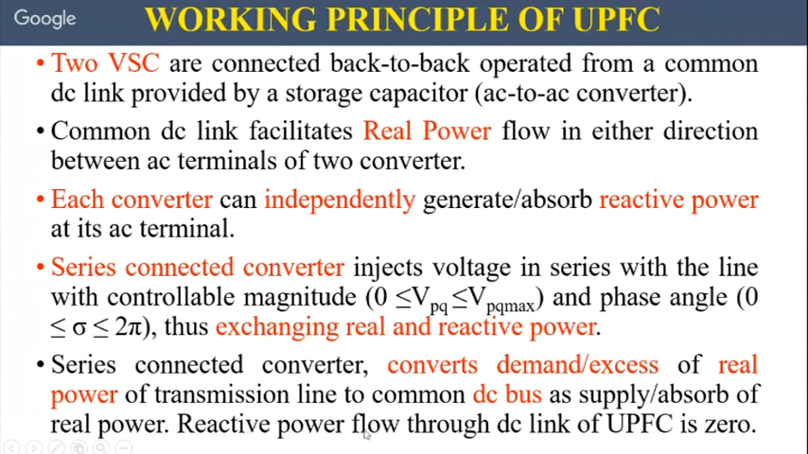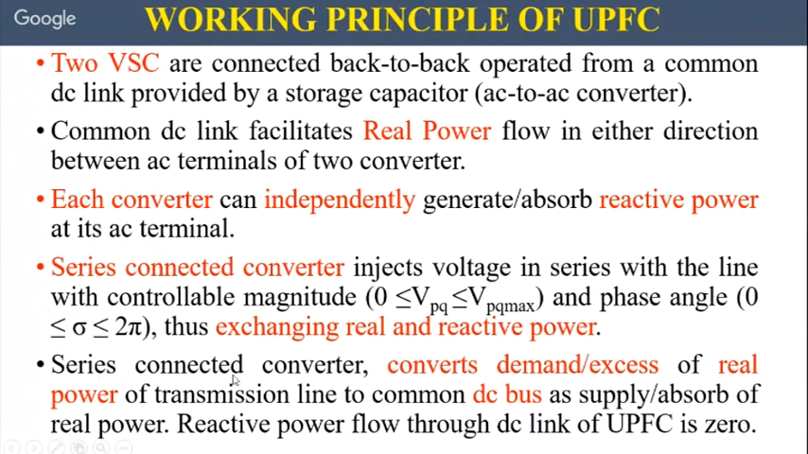And as for reactive power flow through the DC link, there is no reactive power flow through the DC link of the UPFC, because DC does not allow reactive power to flow, so it is zero. But the DC link converts the demand of real power of the transmission line. Are you getting this point?